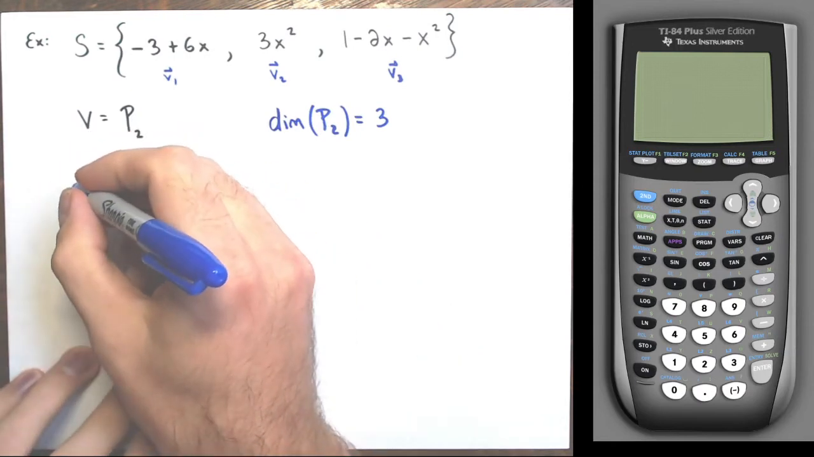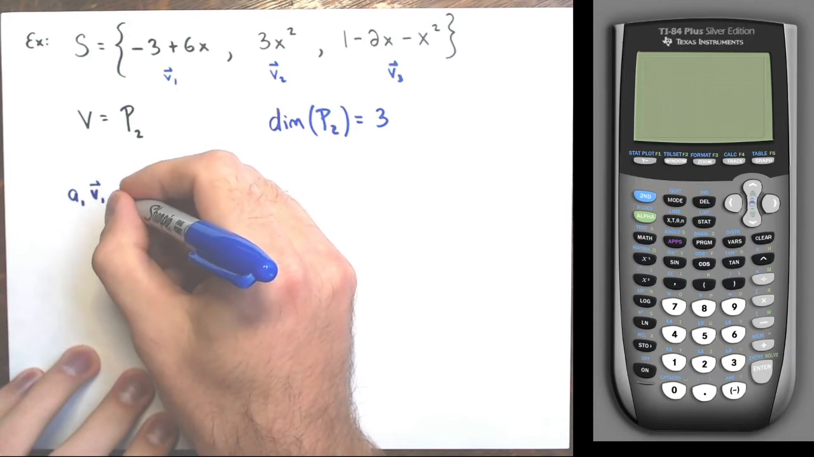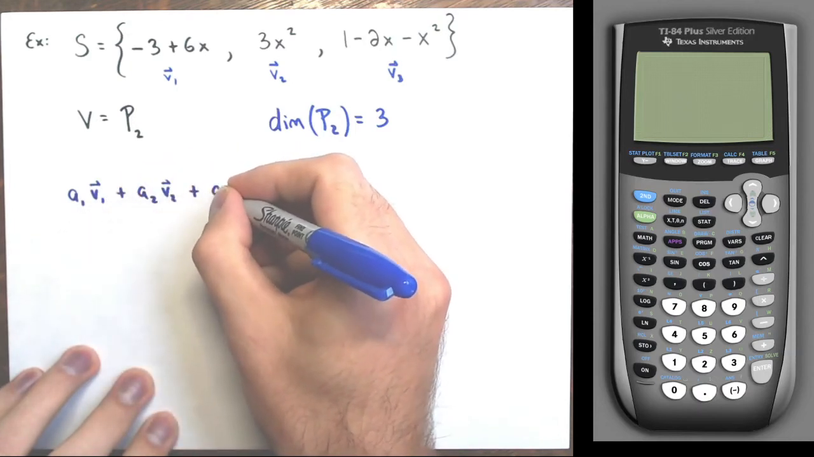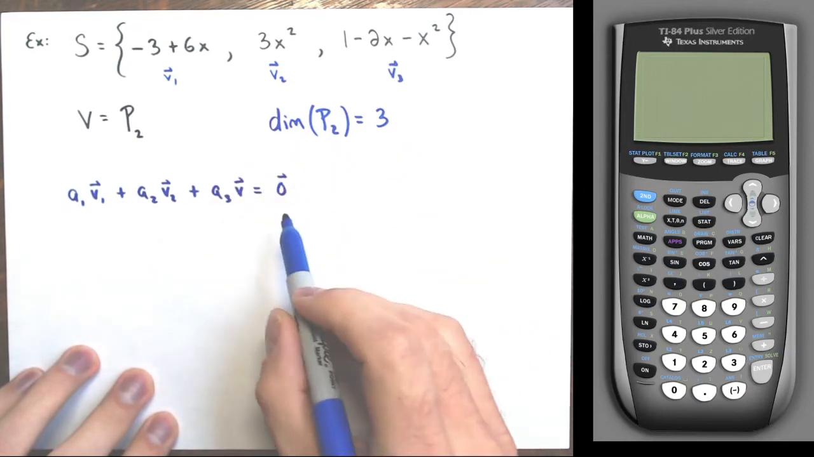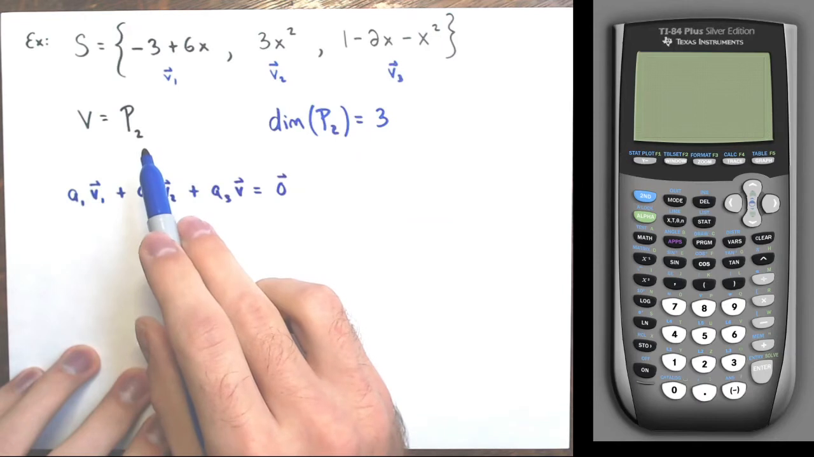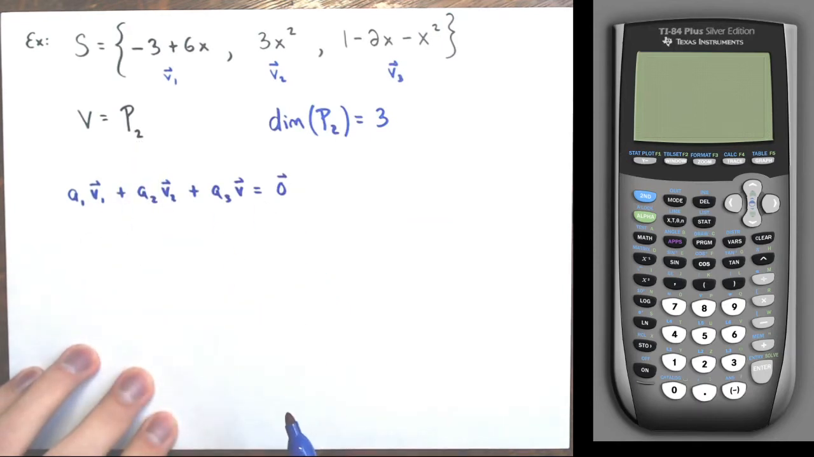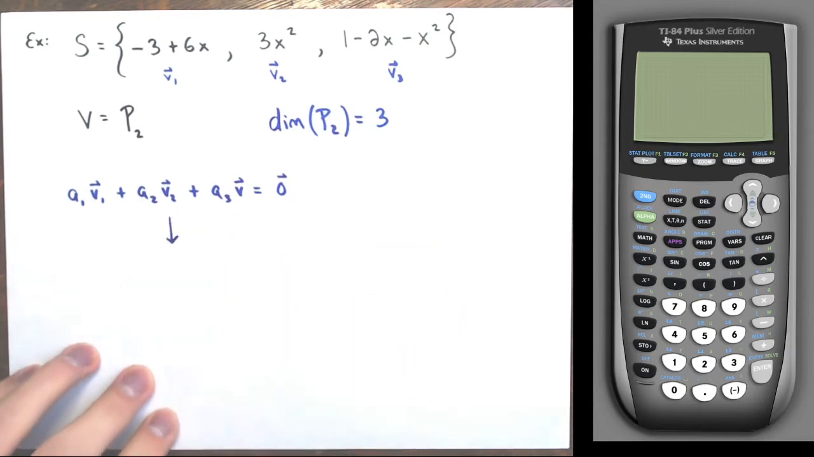So again, I'm going to check for independence. I'm looking at this equation, A1 times V1 plus A2 times V2 plus A3 times V3. When's that equal to the 0 vector? Now, again, the 0 vector here would be 0 plus 0x plus 0x squared, or just 0. Now, I'm going to skip ahead to the coefficient matrix.